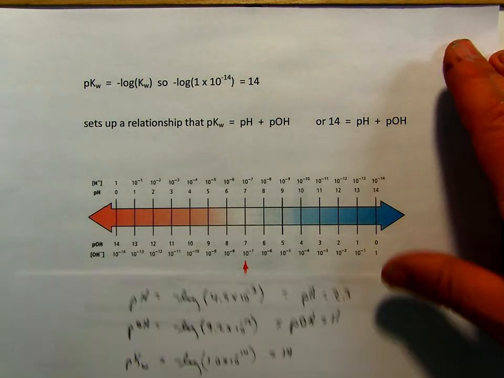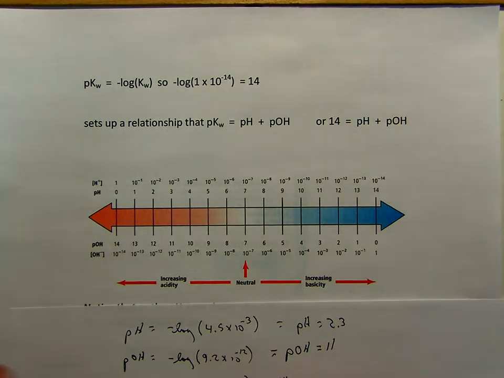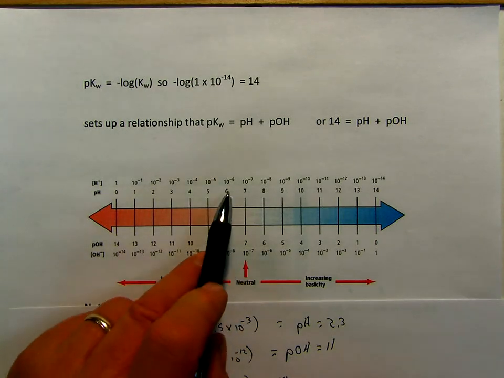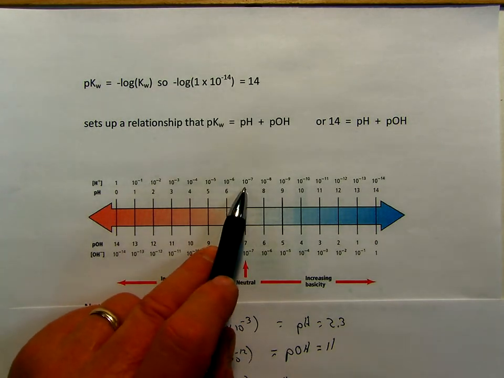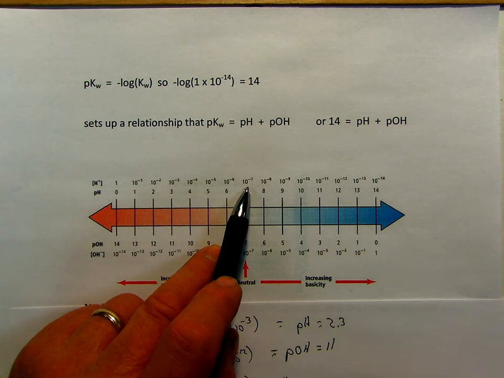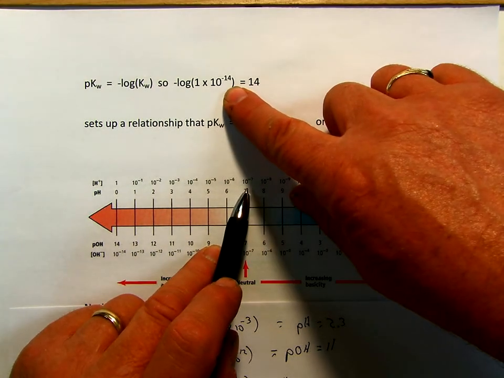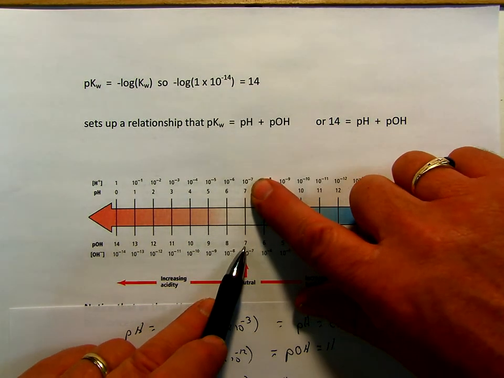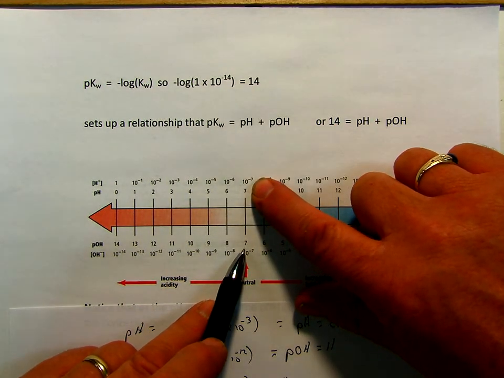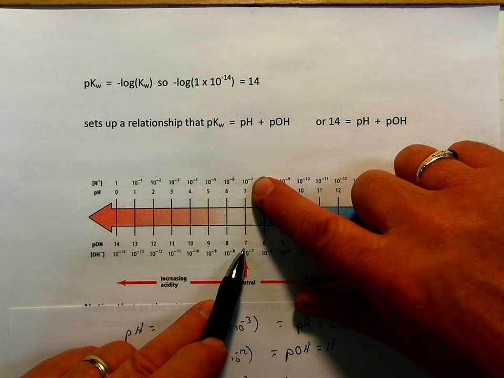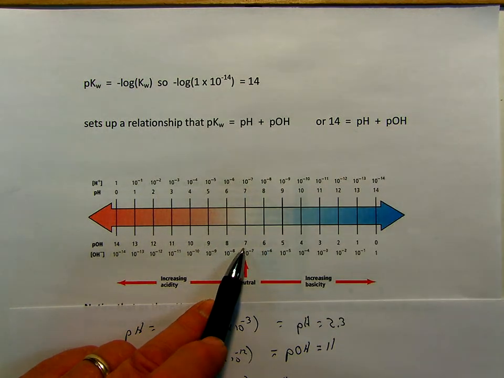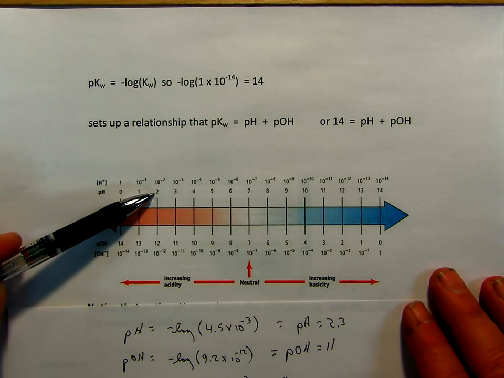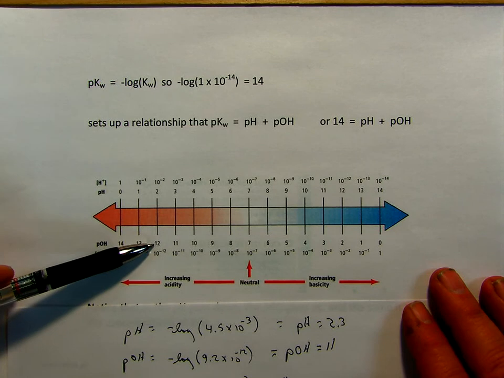Now graphically, you can see that right here. If neutral water has a concentration of hydroxide of 1 times 10 to the negative 7, and a concentration of the hydrogen ion of 1 times 10 to the negative 7, that's where we got the 10 to the negative 14 from, the product of those two numbers. But look at the pH. If the pH is equal to 7, and the pOH is equal to 7, 7 plus 7 is equal to 14. That's where the pKW comes in. So could you tell me what the pOH of a solution would be that has a pH of 2? Well, 14 minus 2 is 12.